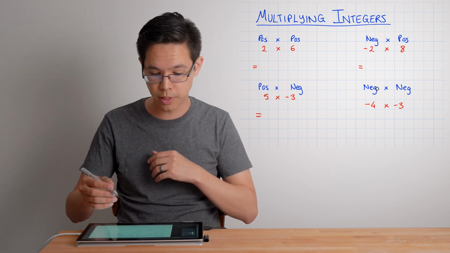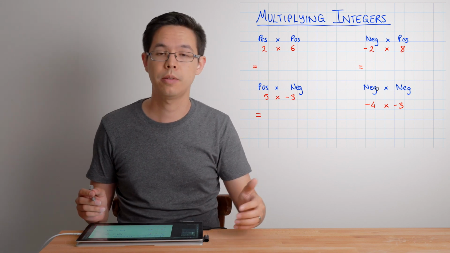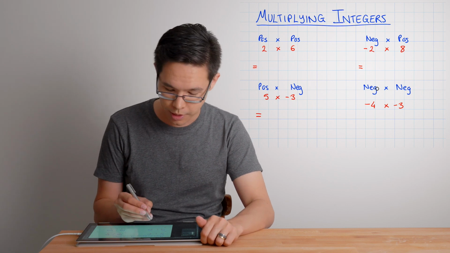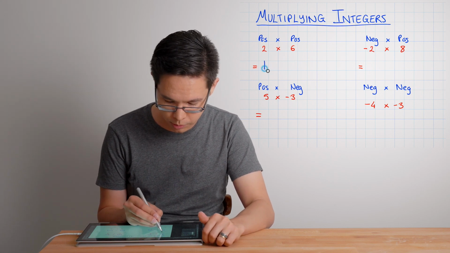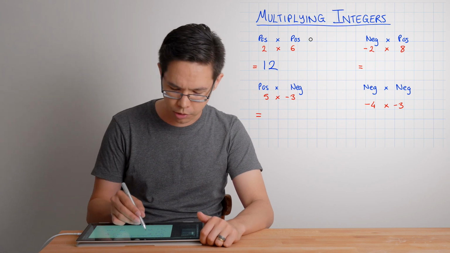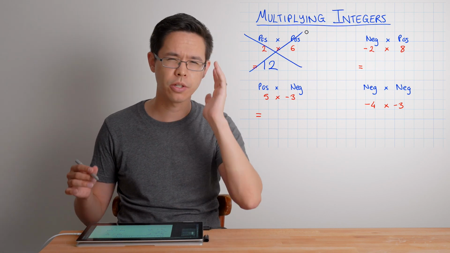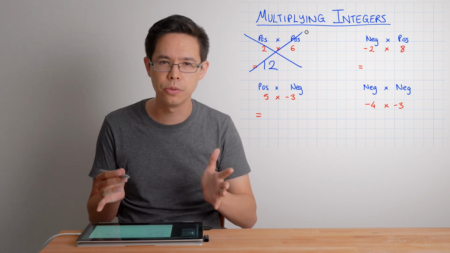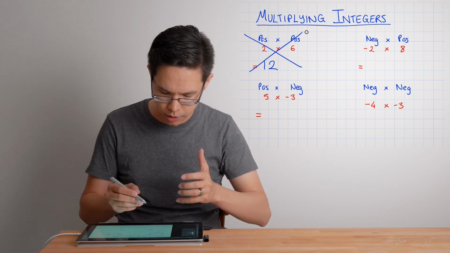Positive integer multiplied by a positive integer. Well, these are the same kinds of multiplication you've always been doing since primary school. So 2 times 6, well, the answer is going to be 12. So that's not really an interesting case because that's obvious to you. So it's not really anything new that you need to memorize. Let's move on to another problem.